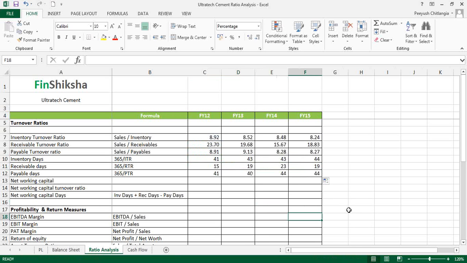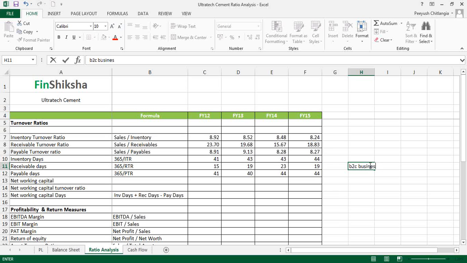Now, what does this mean? We have this in terms of number of days. This essentially says that roughly about 40 to 45 days of sales is outstanding as inventory. About 15 to 23, 19 odd days on average of sales is outstanding as receivables, which means the bulk of the payment occurs at the time of sales. Only a few days worth of sales goes out as receivables. And payable days is also about 44 days or something, right? Now, cement is a B2C business largely.